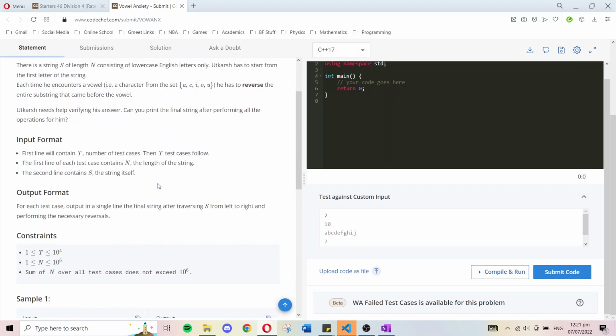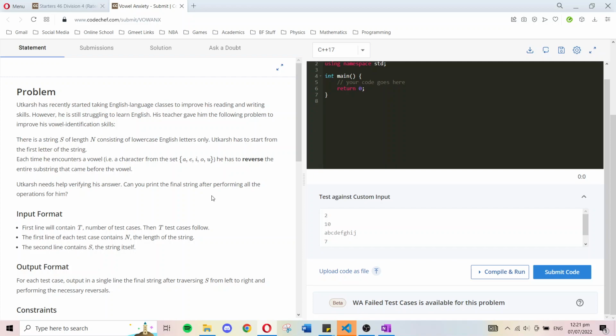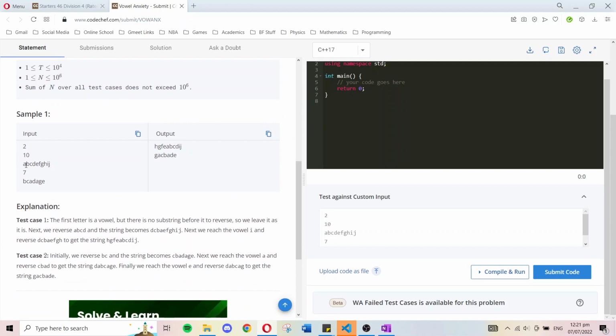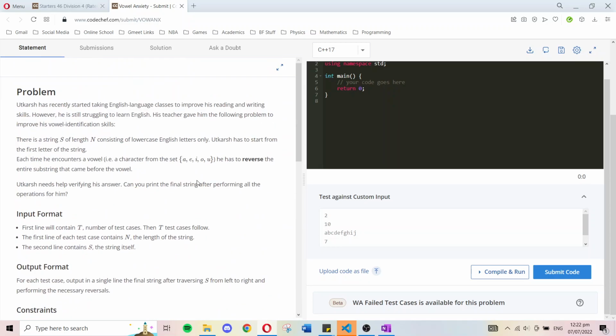a string, and we iterate from left to right, and whenever we encounter a vowel, the previous substring will be reversed. For instance, we encountered A here, so we're not going to reverse anything. If we encountered E here, we're going to reverse this. And then encountered I here, we're going to reverse all of this. You can solve it on your own and it will output these things. So how do we do this?